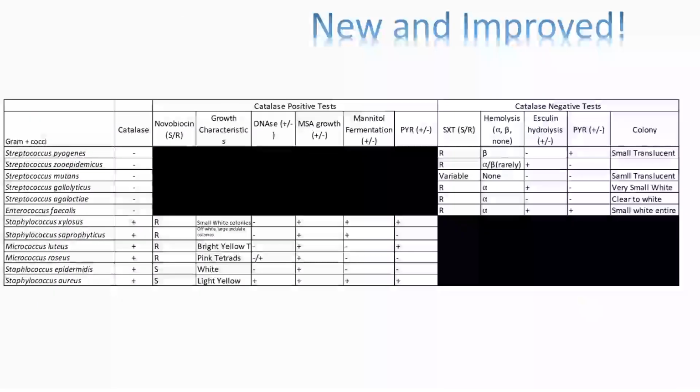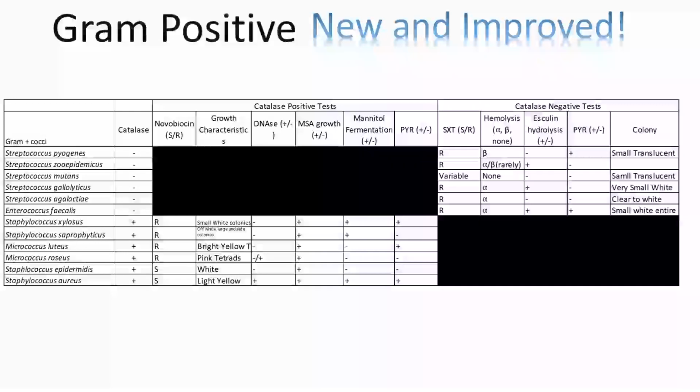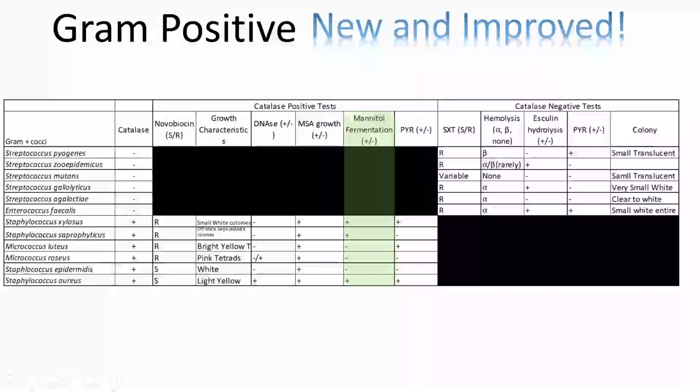Okay? All right. So how do we identify them? Well, we've got a new improved gram-positive chart, a little bit more accurate with a little bit more information so that you can identify the organisms properly. And we're going to go over some of the tests that are the most important to be able to identify them. The first and most important one is mannitol for the catalase positives.